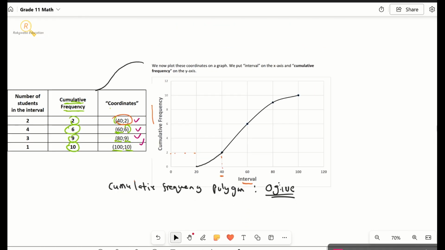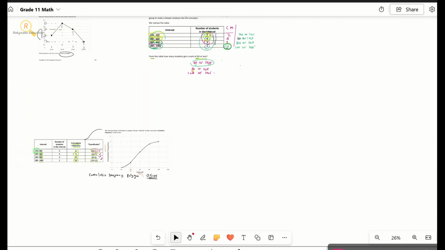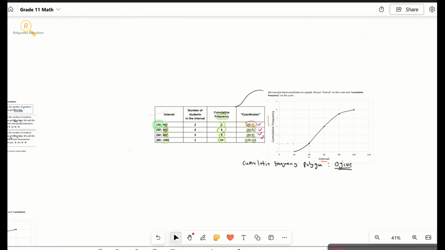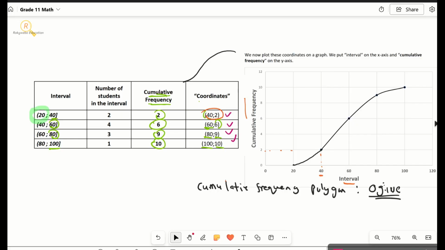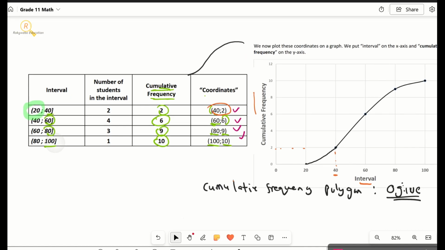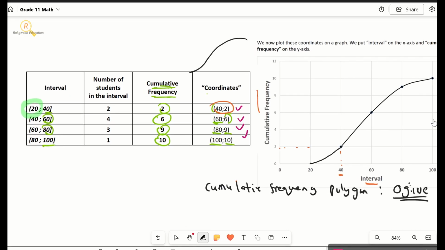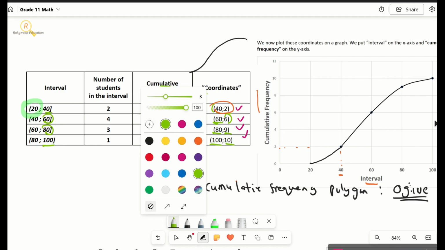So why is it important for us to generate this so-called cumulative frequency polygon? Why do we do it in the first place? Why did mathematicians decide to make this thing a thing? This is how we use it. This is the reason why we need to learn it.